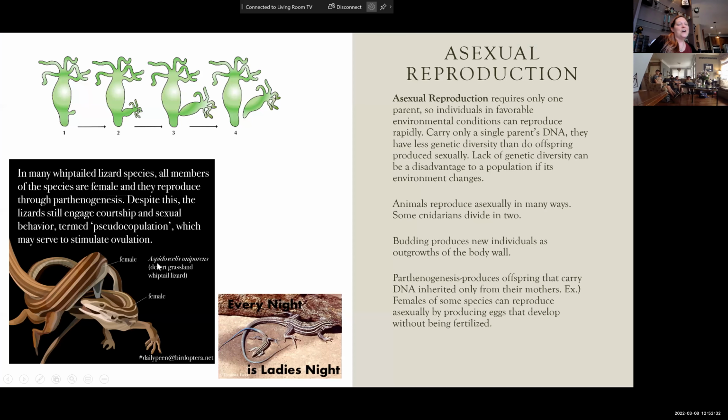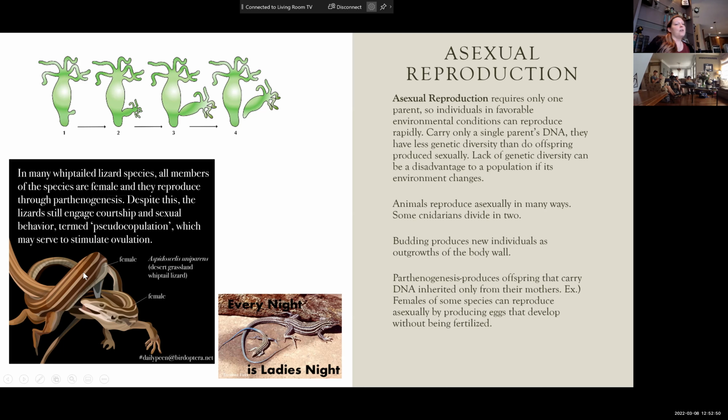So reproduction. This is an interesting thing. You guys know about asexual reproduction. You know how that works in animals. And then you know how sexual reproduction works in animals. And then there's budding like this. But there's also a process called parthenogenesis. Okay. So it's ladies' night every night.